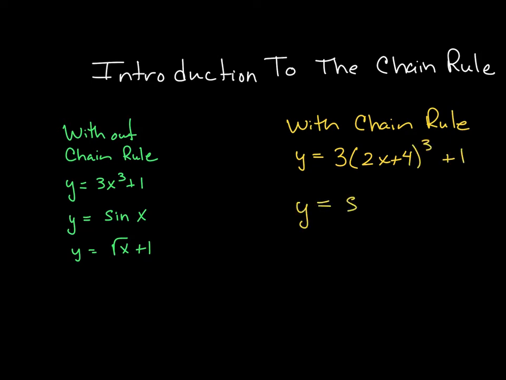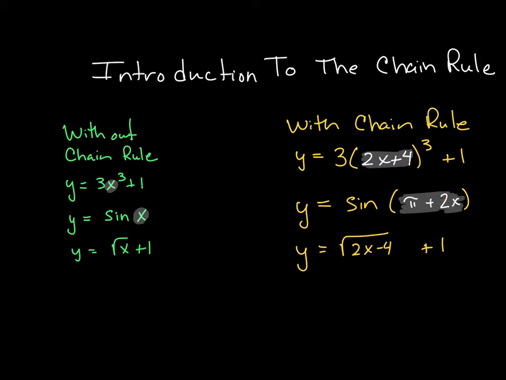So what I have done with each of these functions is added an interior piece. And what I mean by that is where there used to just be x to the third, now there is 2x plus 4 to the third. Where the sine function just used to be x, now I have pi plus 2x. And where the square root was just x, now I have 2x plus 4.